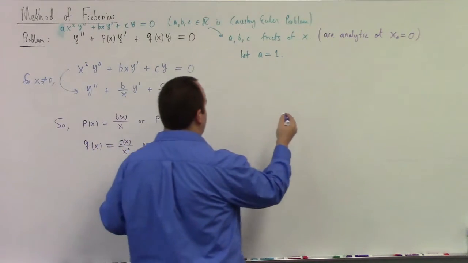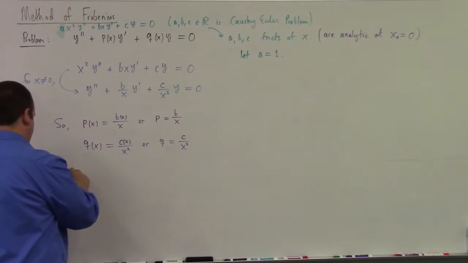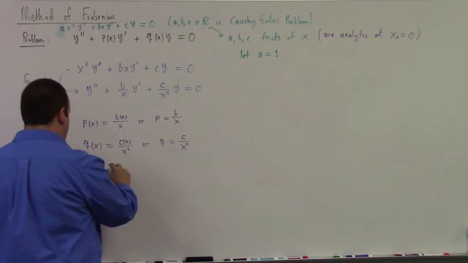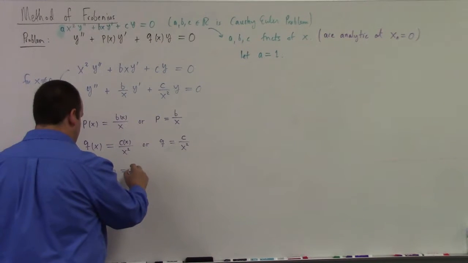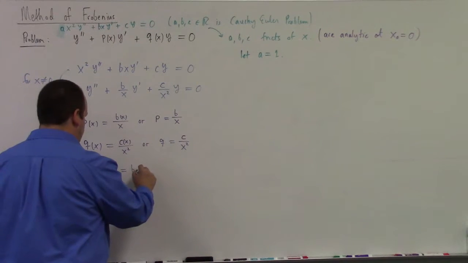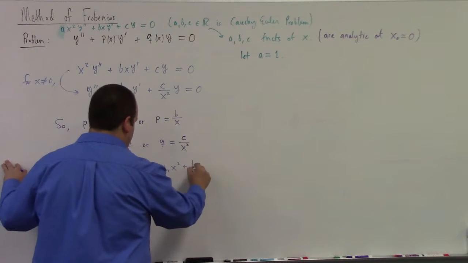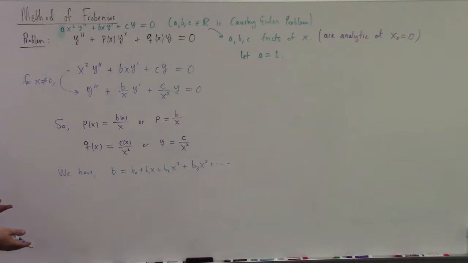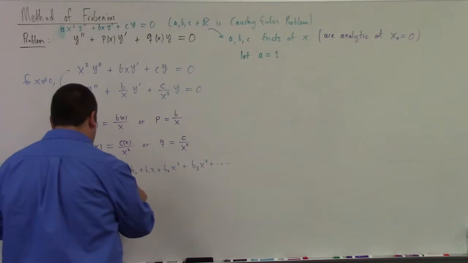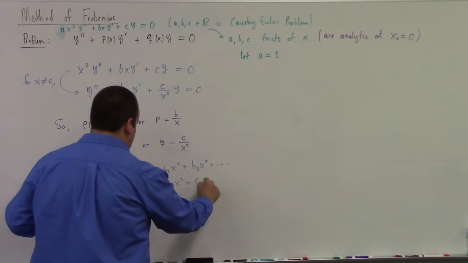So to say that B and C are analytic functions, we have B equals something like B naught plus B1x plus B2x squared plus B3x cubed, and so forth. We can expand it as a power series. That's what it means for it to be analytic at 0. The function is well approximated by its power series. Likewise, C is equal to C naught plus C1x plus C2x squared plus C3x cubed, and so forth and so on.